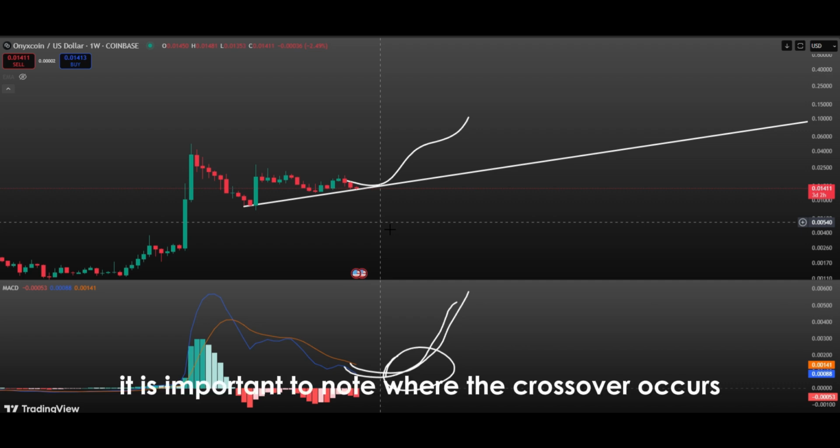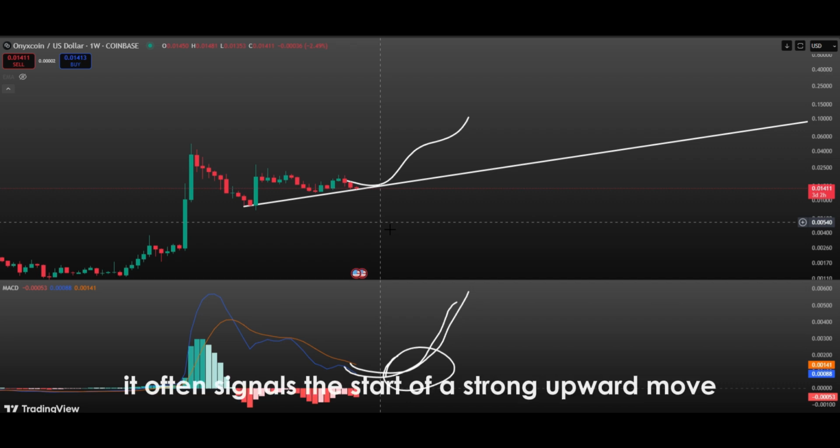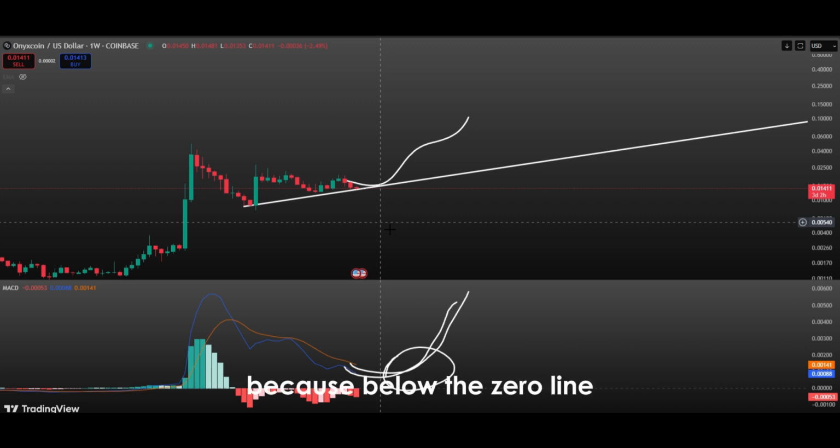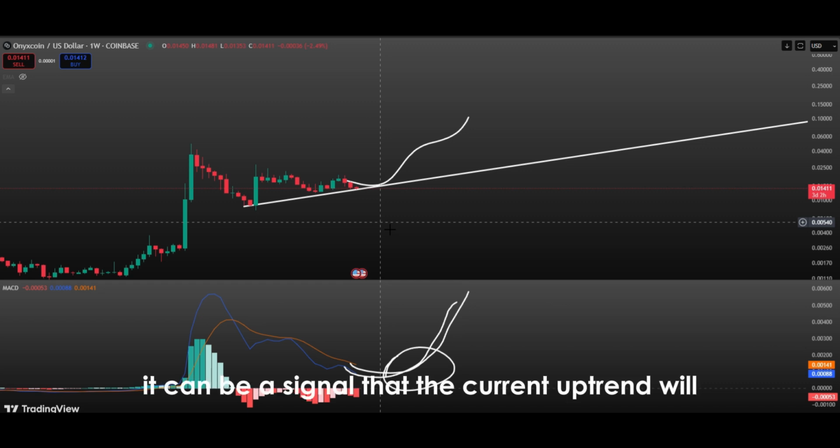However, it is important to note where the crossover occurs. If this crossover happens below the zero line of the MACD, it often signals the start of a strong upward move. Because below the zero line, the short-term average is still below the long-term average, and the new upward momentum has just begun. If the crossover occurs above the zero line, it can be a signal that the current uptrend will continue.